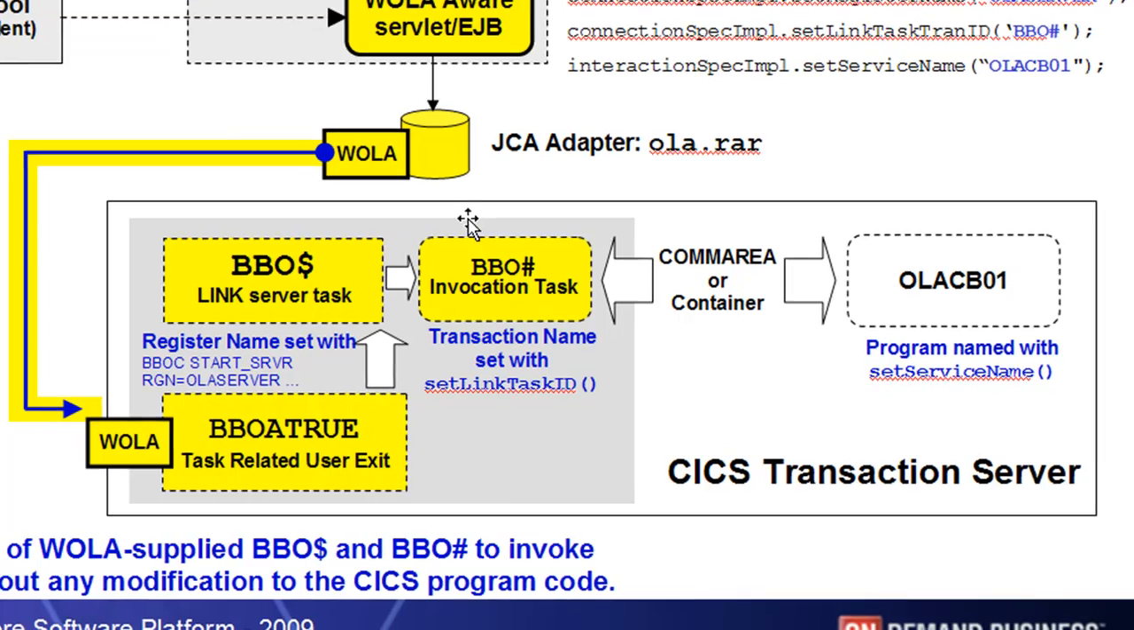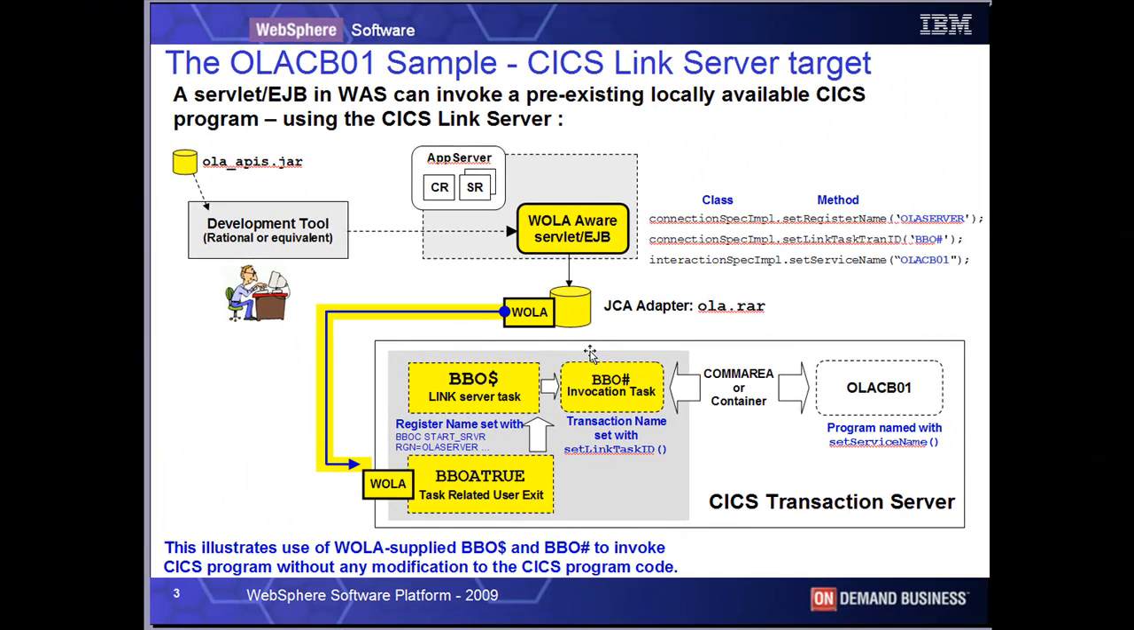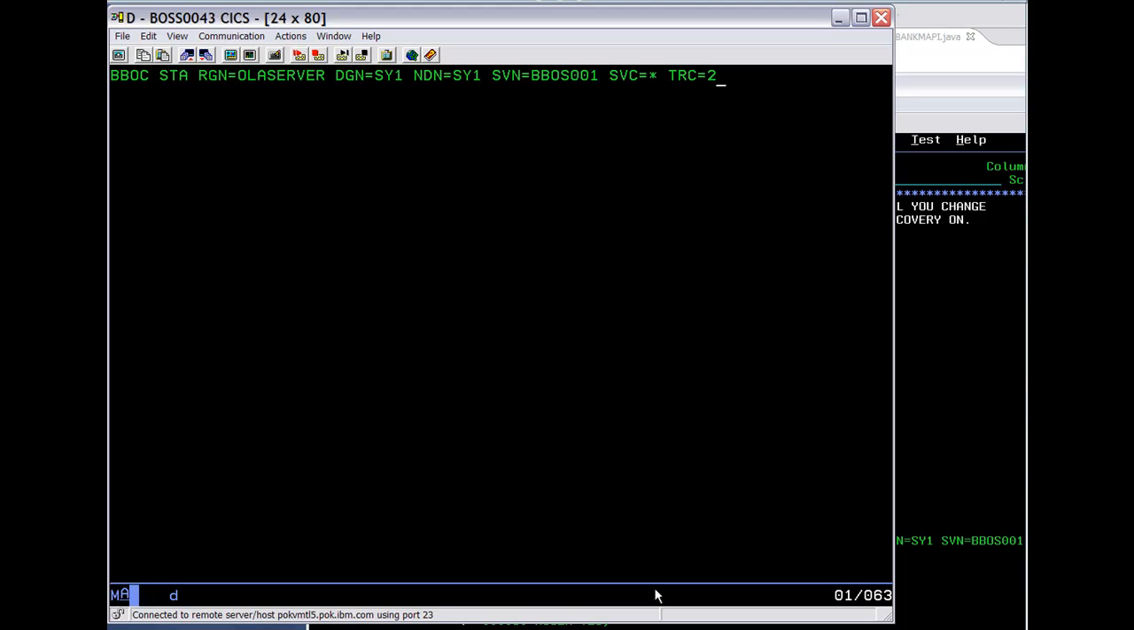So we'll now go ahead and get started on the demonstration 4, showing you how to call an existing COBOL CICS target program from a WAS servlet. We'll now take you through WOLA Demonstration 4, showing how to drive an existing COBOL CICS program from a WAS servlet or EJB using our resource adapter and the WOLA support.